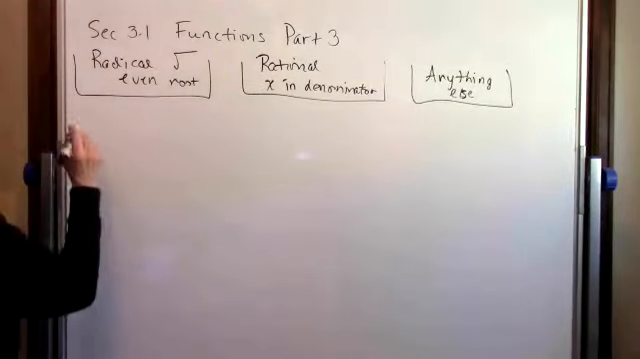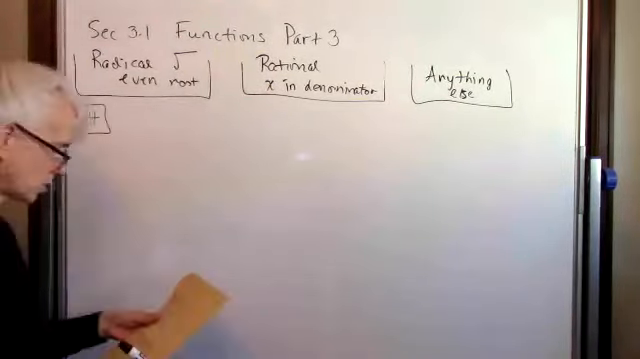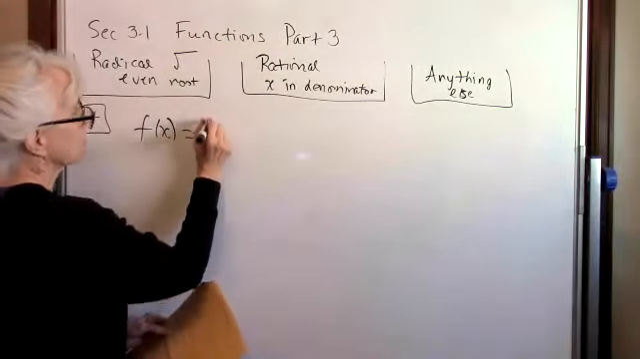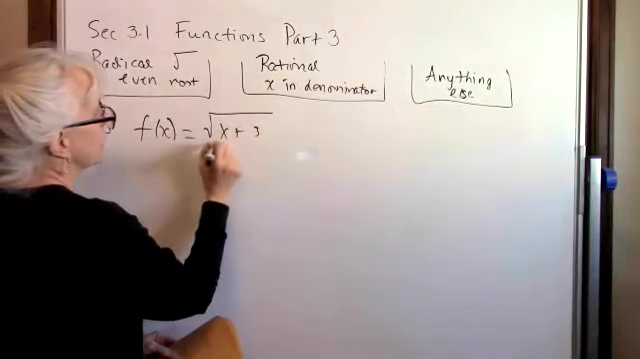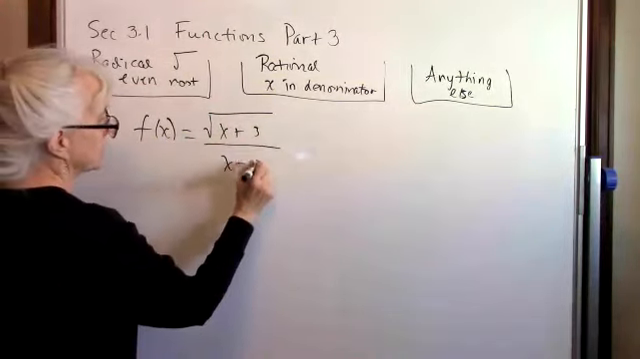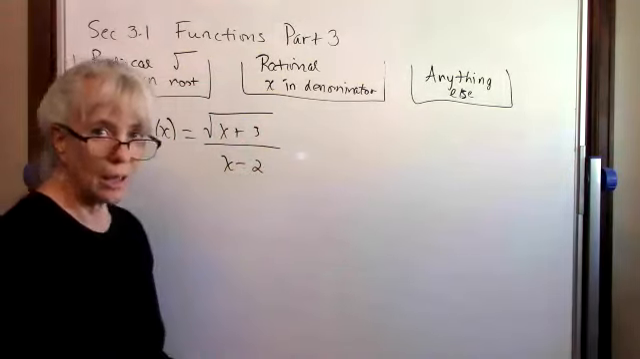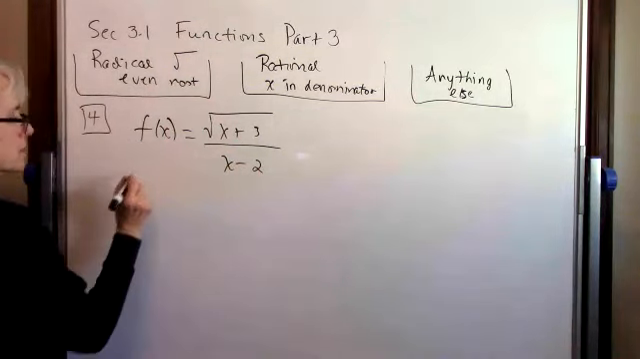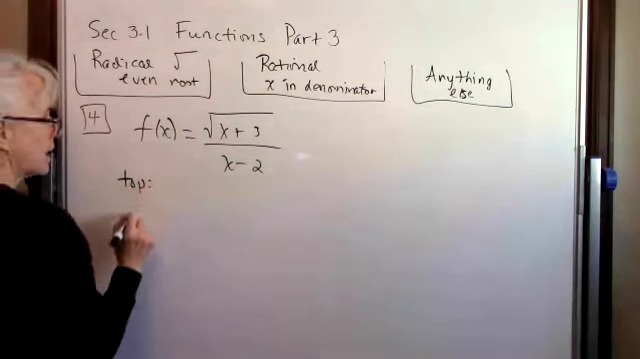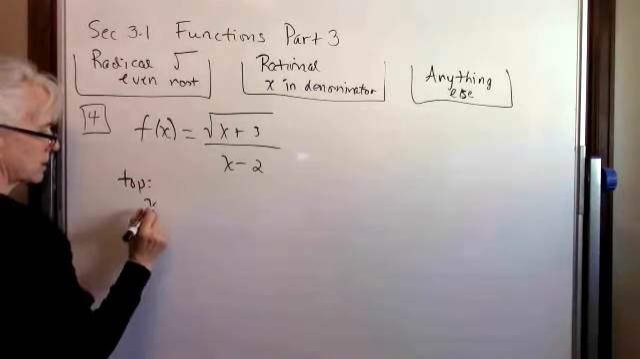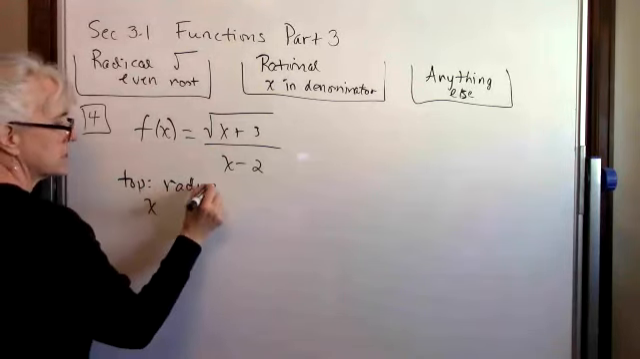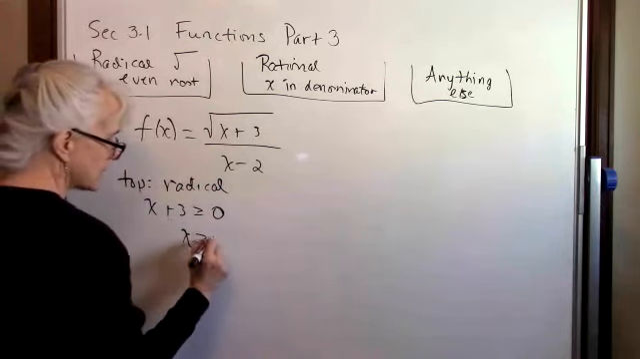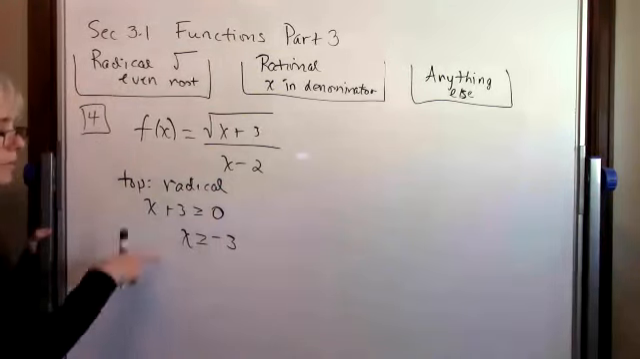Example 4 asks us to find the domain of the following function. F of x is equal to the square root of x plus 3, all over x minus 2. So I have issues because I have a radical, and another issue because I have x in the denominator. We'll separate those issues. In terms of the numerator, the top, it's the square root of x plus 3. So we're going to take that x plus 3 and set it greater than or equal to 0. We know that x has to be greater than or equal to negative 3. So there's part of our problem.